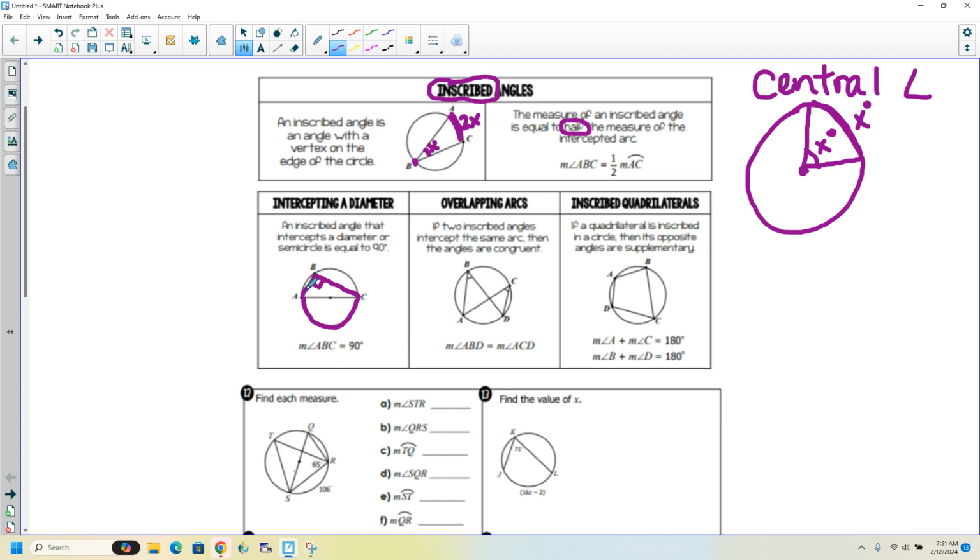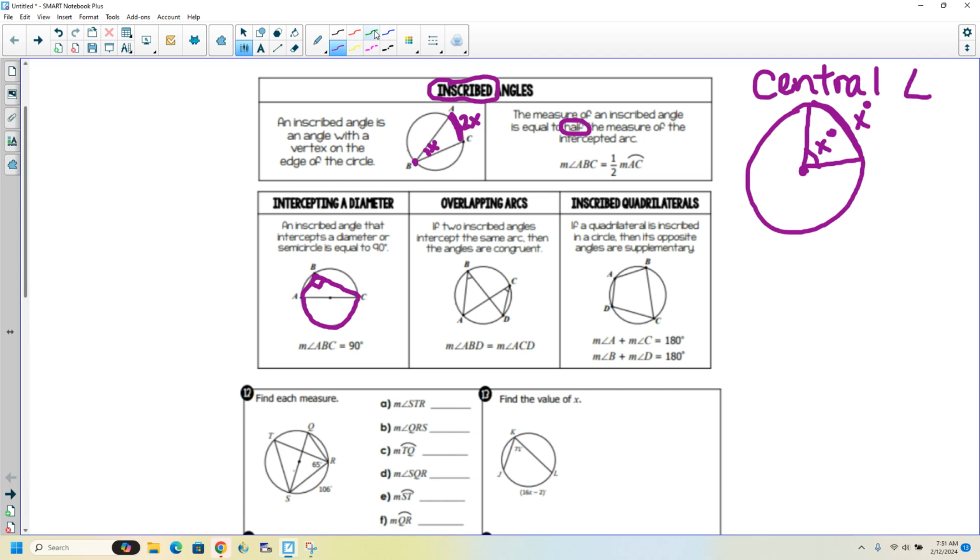So anytime you have an inscribed angle and it intercepts a semicircle, half of a circle, since the arc is 180, the angle is 90. Okay? Point B, by the way, could be anywhere along here. You can kind of slide it back and forth, and it still works.